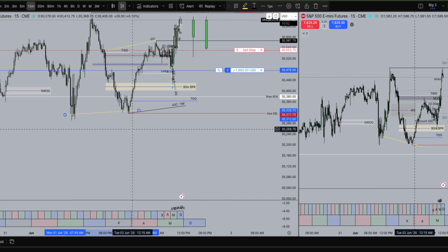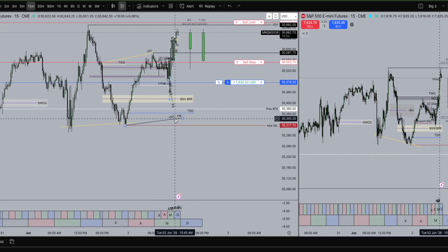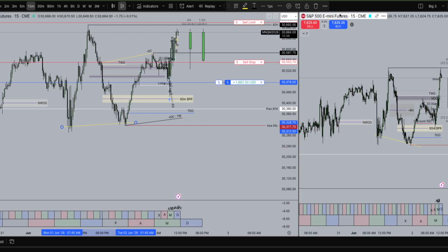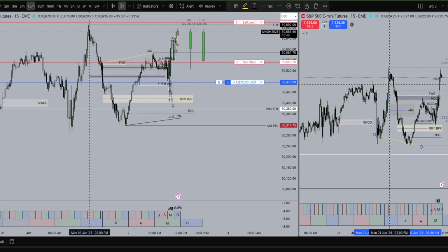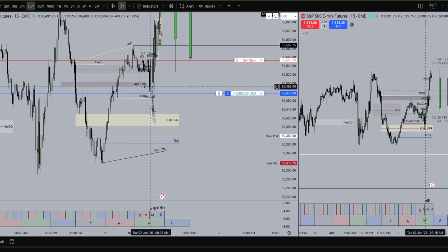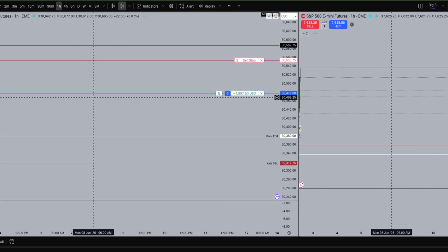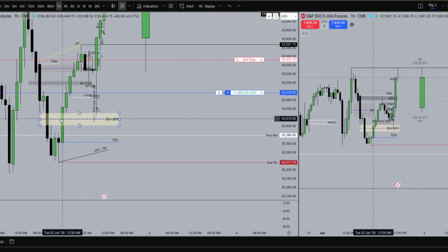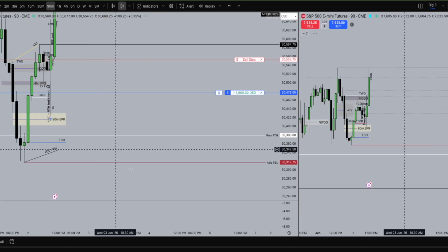So after this hidden, we have a hidden weekly, which I don't love to use, but the daily cycle and true day open being mitigated, I know that the low or our discount of the range is going to be this lower portion. So I looked for gap alignment, and all I saw was this 1 hour BPR / 90 minute BPR.